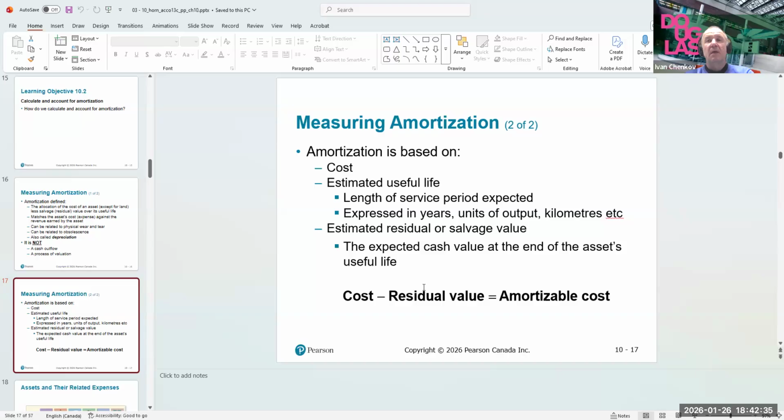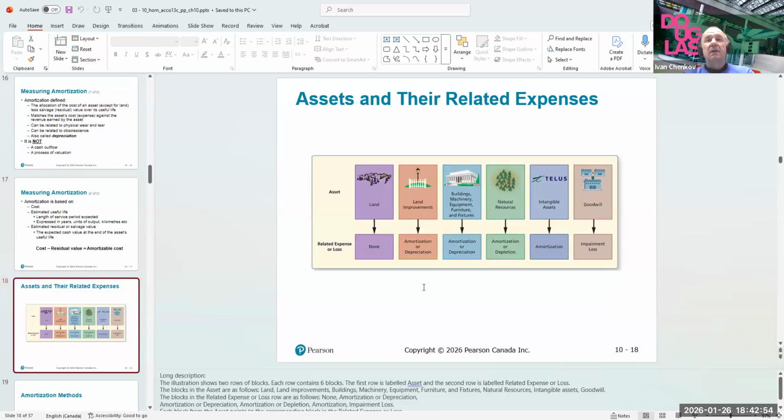So how much are we going to amortize? We're going to amortize only the cost less the residual value. So basically, the amount that we paid less the amount that we can get as cash. What's left, we can amortize. How are we going to amortize it? Different methods. Now, based on the assets, we have different treatment and different expenses.